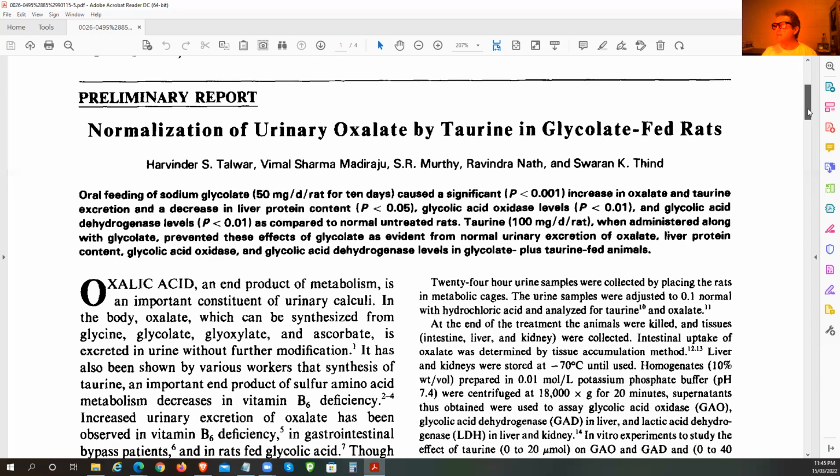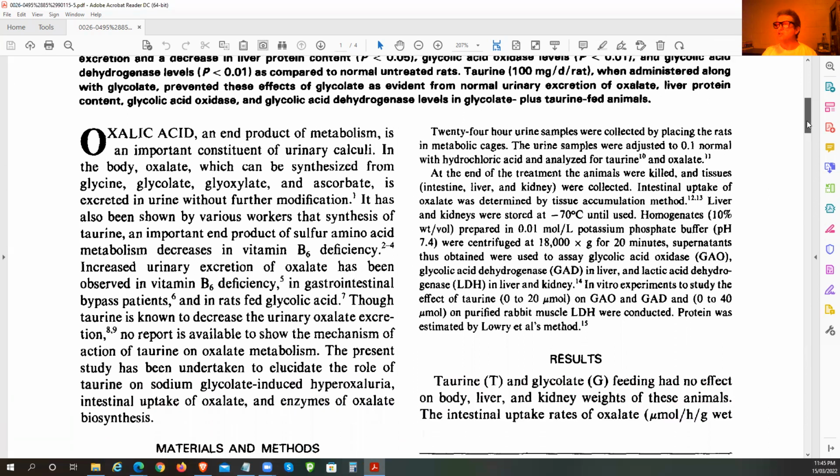So here we are, adding something that will generate shitloads of oxalate, and let's see what taurine does. Does it normalize it, as they say? Oxalic acid, an end product of metabolism, is an important constituent of urinary calculi. In the body, oxalate, which can be synthesized from glycine, glycolate, glyoxalate, and ascorbate, which is vitamin C, is excreted in urine without further modification.